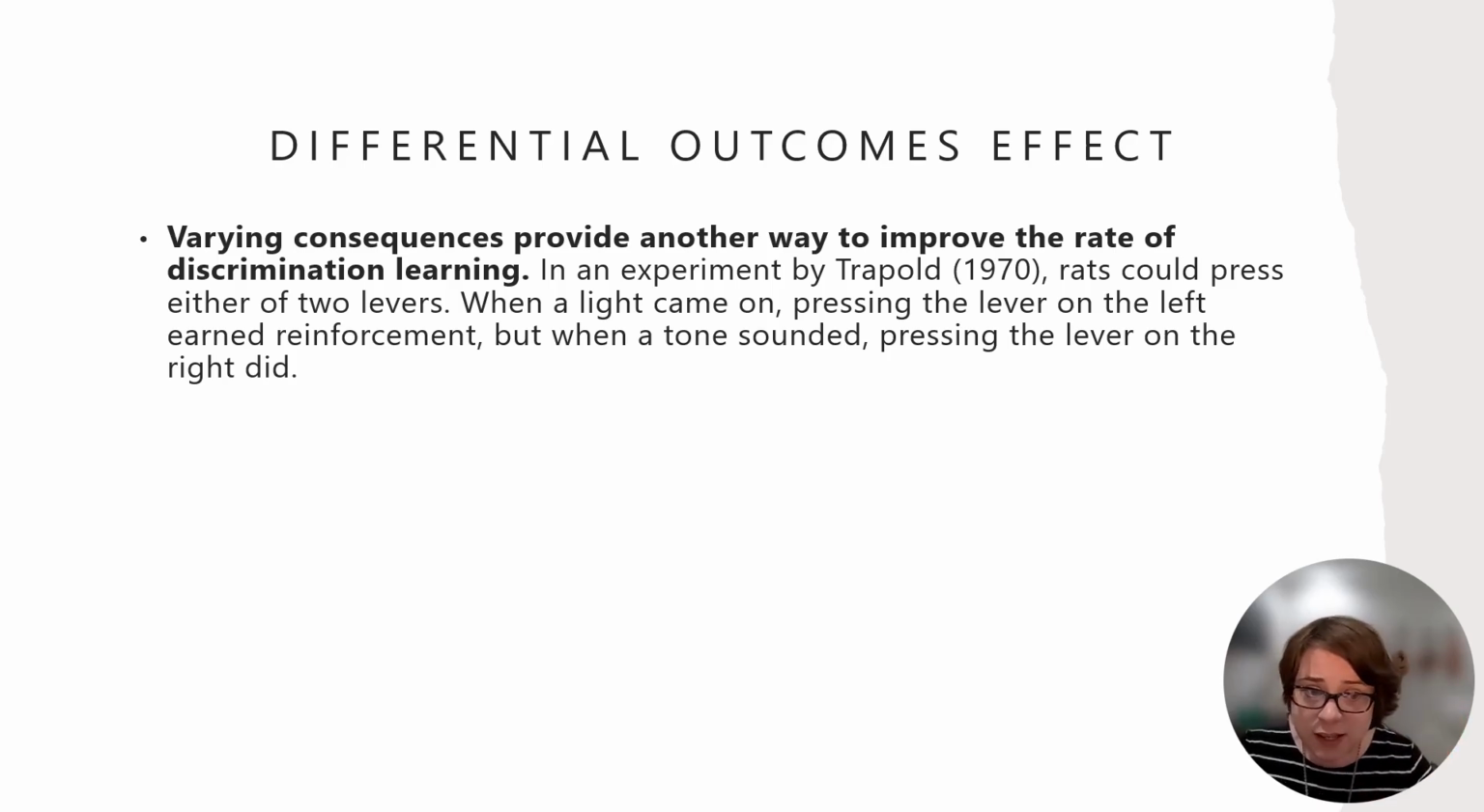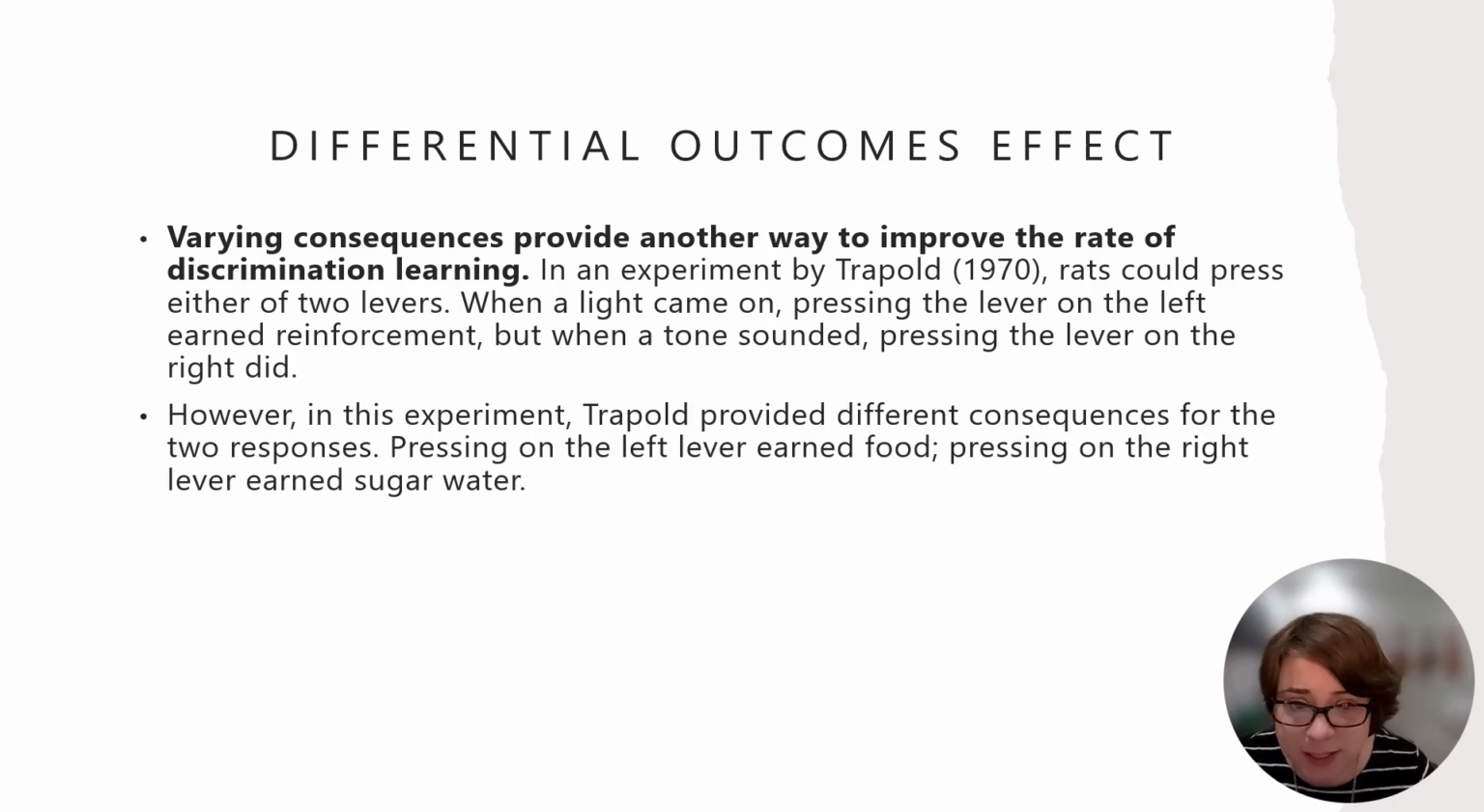Well, in one experiment, rats could press one of either of two levers. So when a light came on, pressing the lever on the left earned reinforcement, but when a tone sounded, pressing the lever on the right was reinforced. So in this experiment, there were different consequences for each of the two responses, right? Right, so when a light came on, pressing the lever on the left earned reinforcement, but when a tone sounded, pressing the lever on the right did, right?